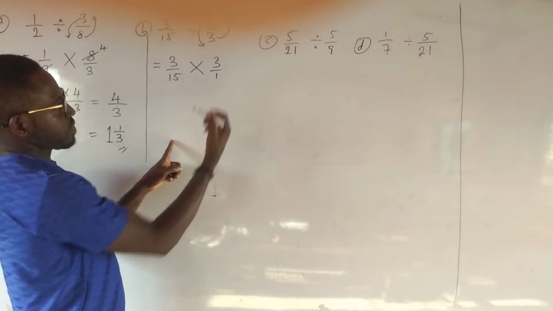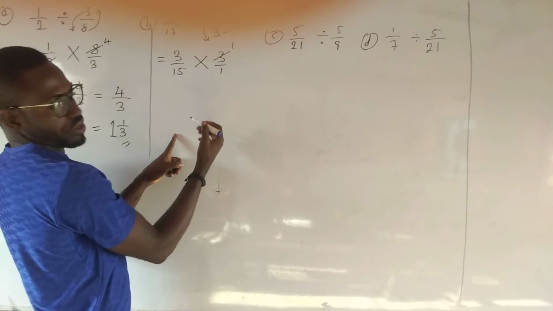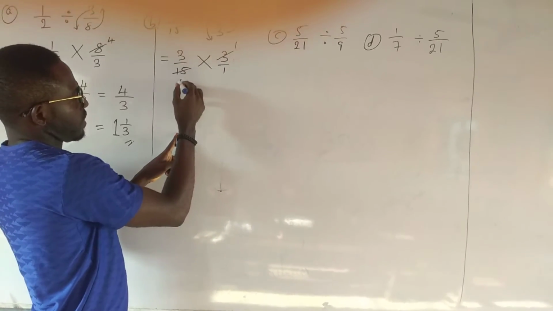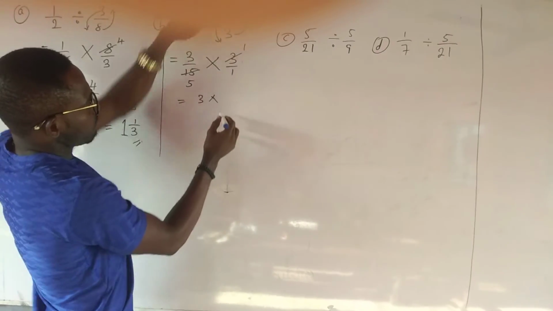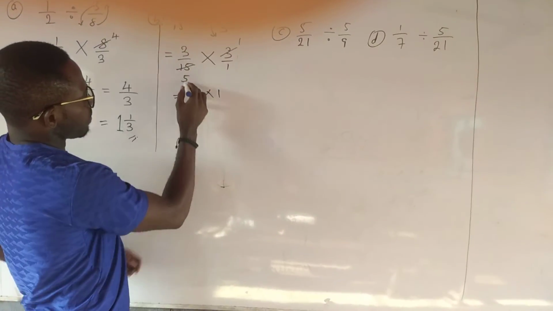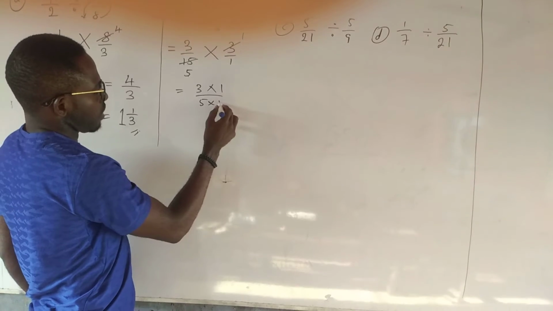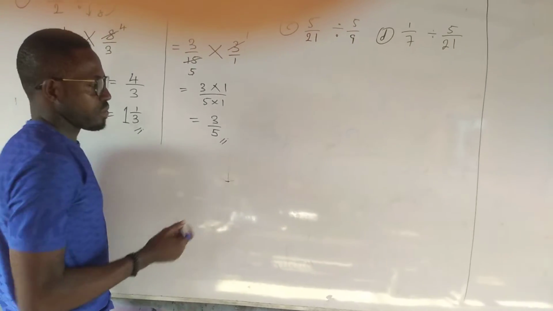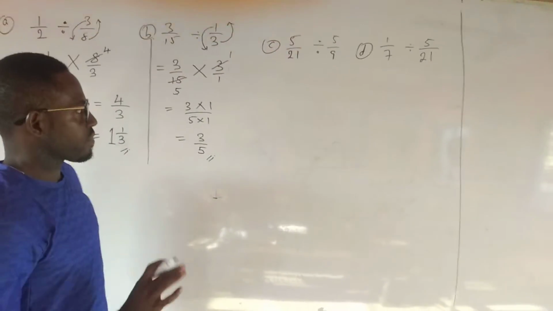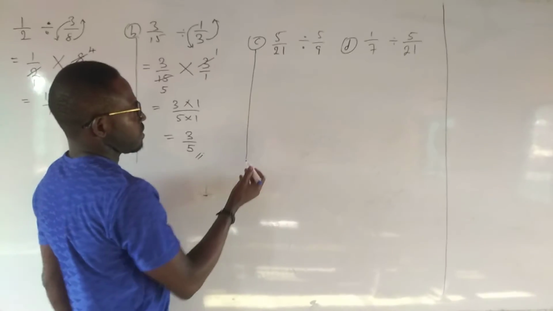So we can reduce. 3 into 3, 1. 3 into 15, 5. So we have a reduced value. 3 multiplied by 1 and 5 multiplied by 1. So this is 3 over 5, which is a proper fraction. So it's perfect.